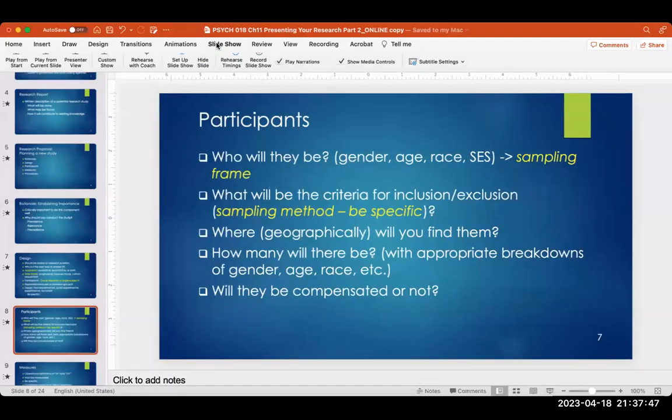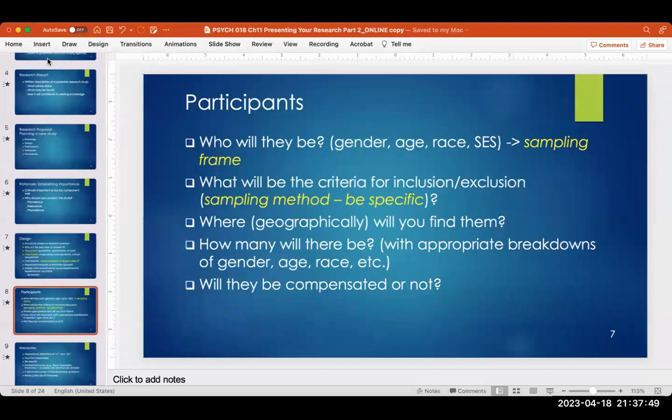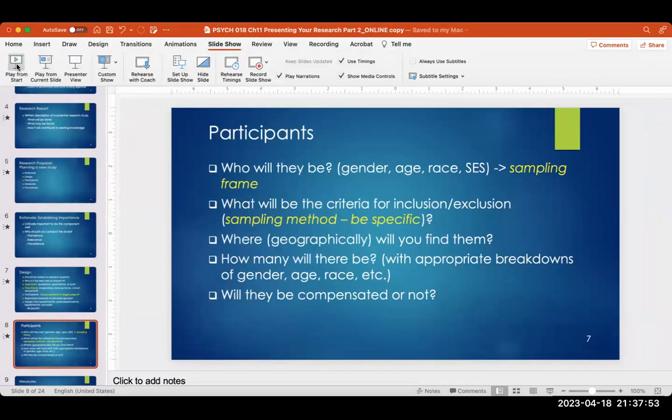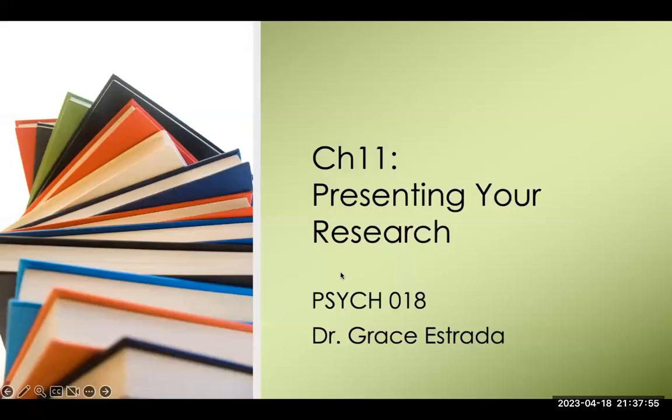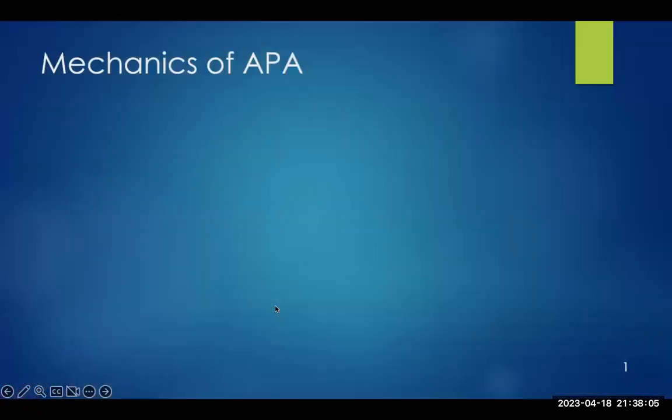So now that you have learned the basic foundations of scientific method, and we've looked at all these different research methods, now it's time to learn about presenting the research. And so we are going to start off with a little recap of mechanics of APA.